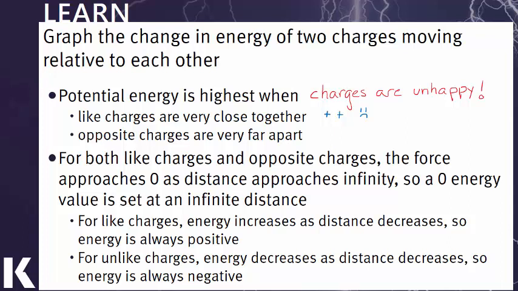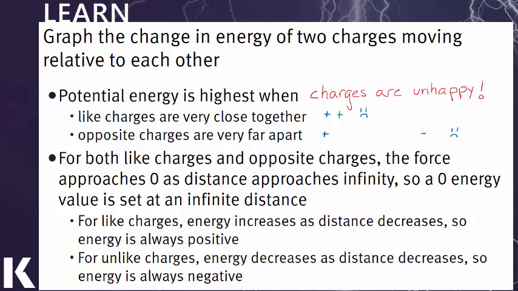On the other hand, opposite charges, say a positive and a negative, are more like Romeo and Juliet. They really want to be together. So if we keep them far apart, they're going to be very sad. And if they are unhappy, remember that means that we will have a lot of potential energy. So in general, potential energy will be highest when like charges are close together, and it will be highest also when opposite charges are far apart.